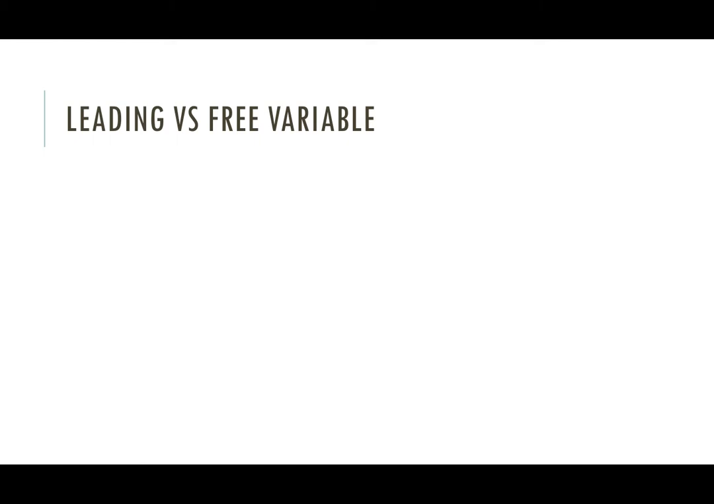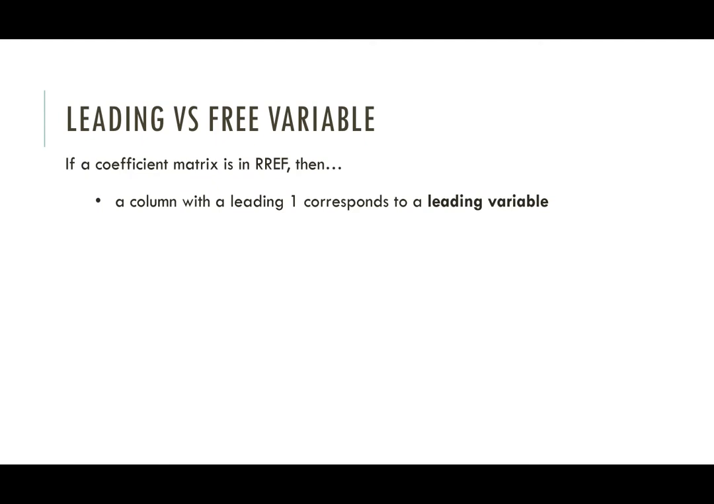Next thing I want to talk about is leading versus free variable. You may have seen the term free variable when looking at parameterized systems of equations in the past, but here let's be sure and define them in the linear algebra sense. If a coefficient matrix, not the whole augmented matrix, but just the coefficient matrix, is in reduced row echelon form, then a column with a leading one will correspond to a leading variable, and a column without a leading one corresponds to a free variable.